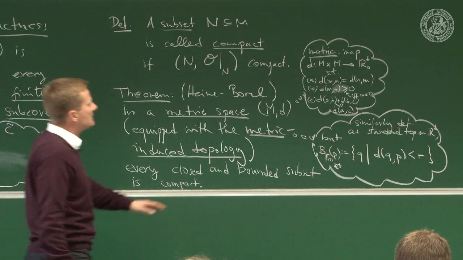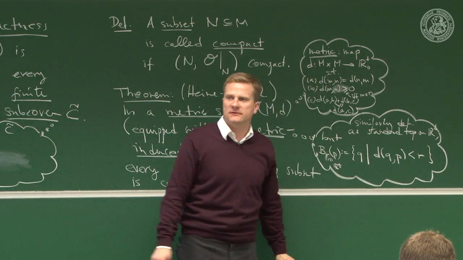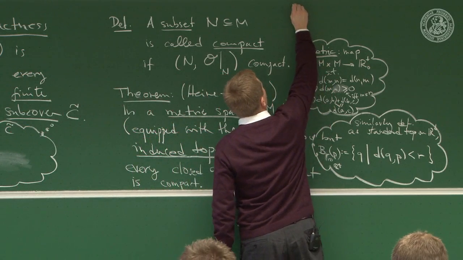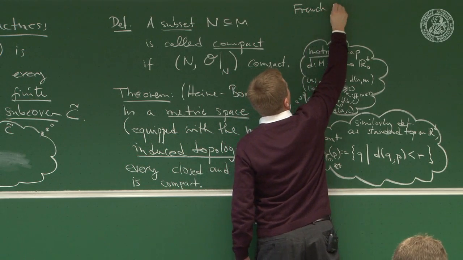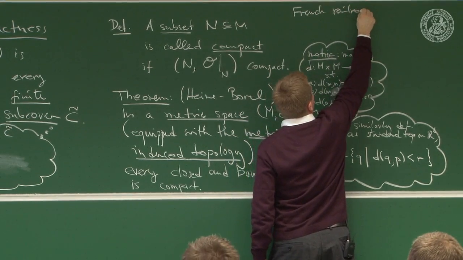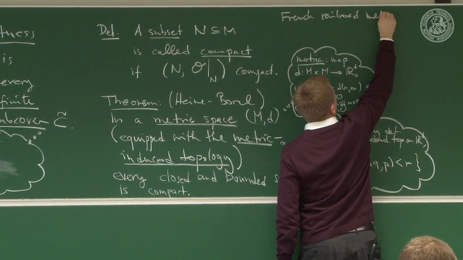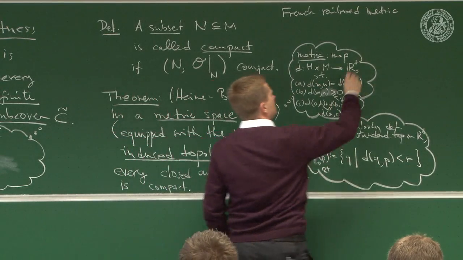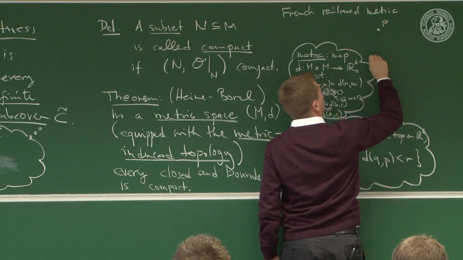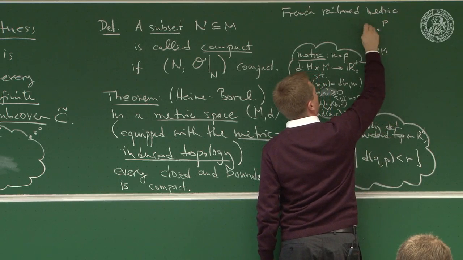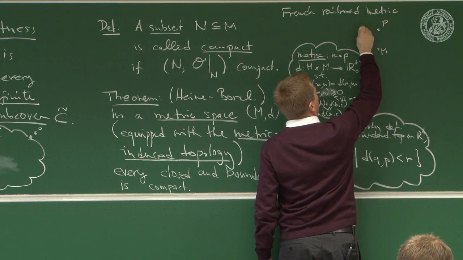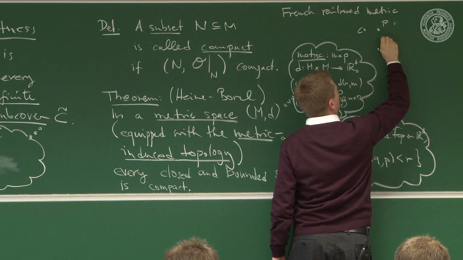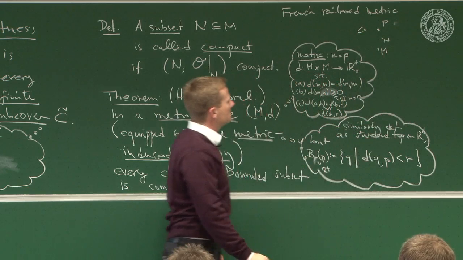Very famous is the French railroad metric. The French railroad metric works like this. You have Paris, and you have, say, Marseille and Calais and Nancy, something like this, okay?